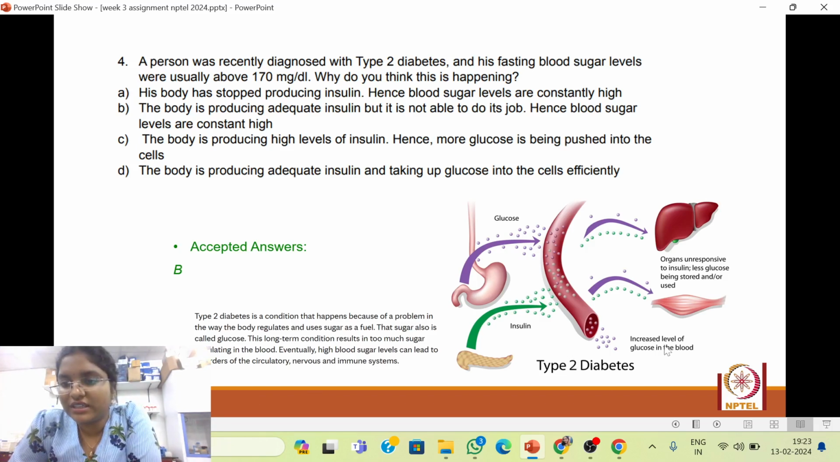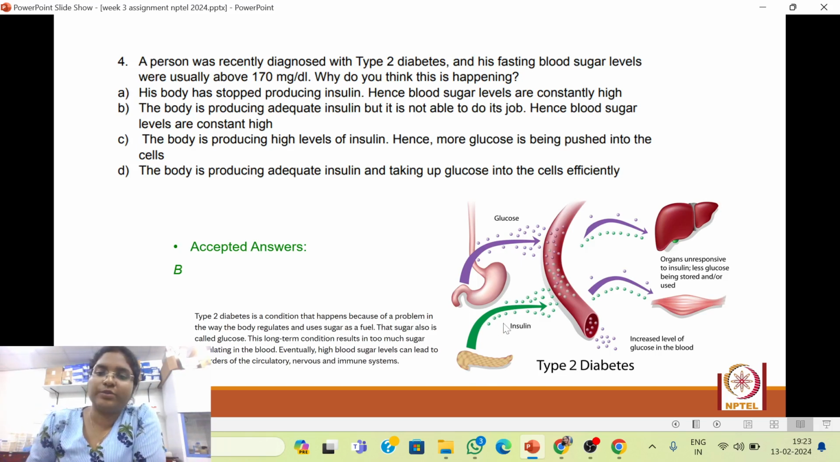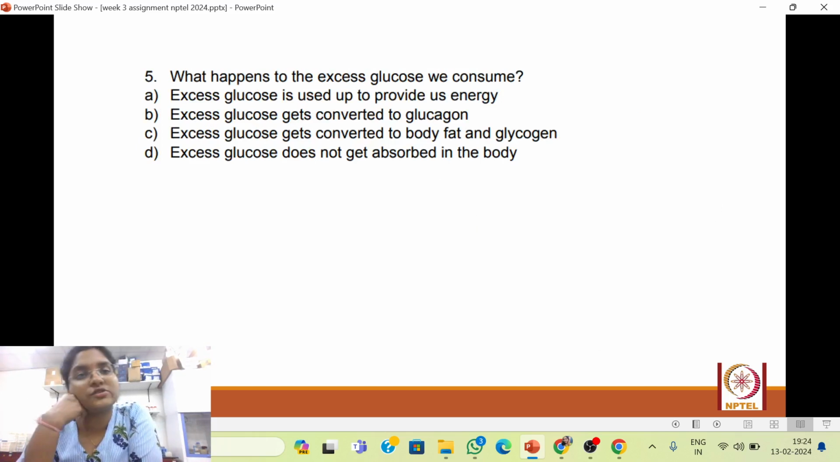So here you can see there is an increased level of glucose in the blood, and although insulin is being produced, it is not able to do its job. Organs are unresponsive to insulin, thus less glucose is being stored or used by our body. Hence the blood sugar level is constantly high, as the organs are unable to take up the glucose because they have become unresponsive to insulin. Okay, I hope it is clear. We'll move on to the next question.